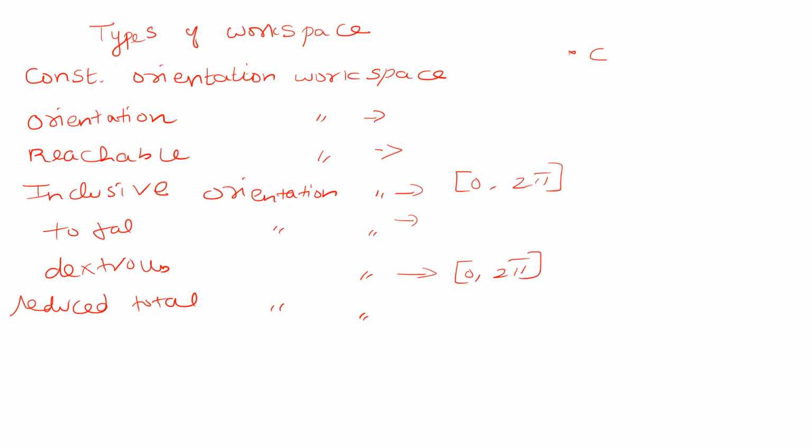Then the last one is the reduced total orientation workspace. In this, all the locations of the operating point may be reached with a subset of the orientation angles, which may have any value in the defined range while others may have arbitrary values. Such a workspace may be important for applications that do not involve all the degrees of freedom of the robot. For example, if a 6 DOF robot is used as a five-axis machine tool, the roll orientation parameter is not important, right? So these are the different types of workspaces.